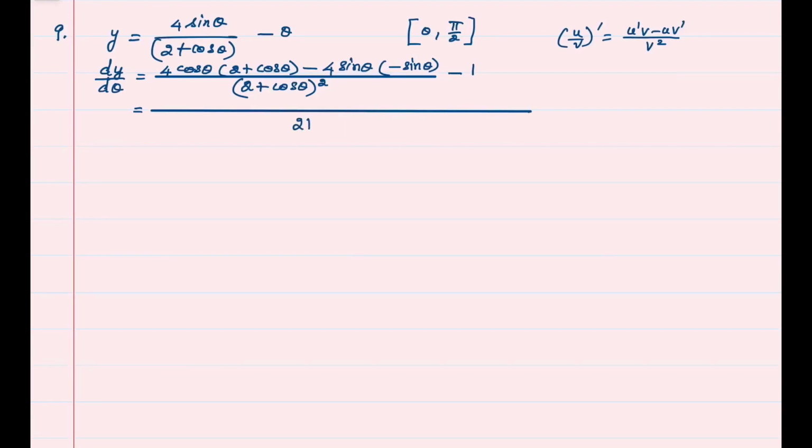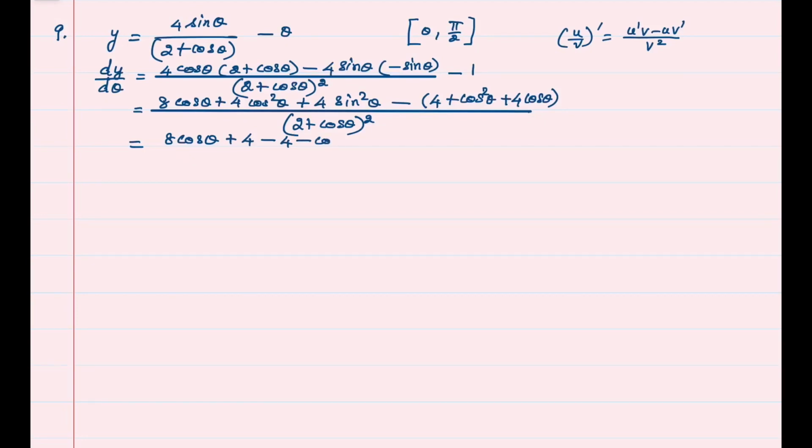Let us take LCM. (2 plus cos theta) the whole square. We will simplify the numerator. 8 cos theta plus 4 cos square theta, minus into minus is plus 4 sin square theta, minus of (2 plus cos theta) the whole square. Let us expand and write 4 plus cos square theta plus 4 cos theta. 8 cos theta, plus 4 is common in the next two terms. We will get sin square theta plus cos square theta, which becomes 1. Here we will distribute this negative sign: minus 4 minus cos square theta minus 4 cos theta, divided by (2 plus cos theta) the whole square.